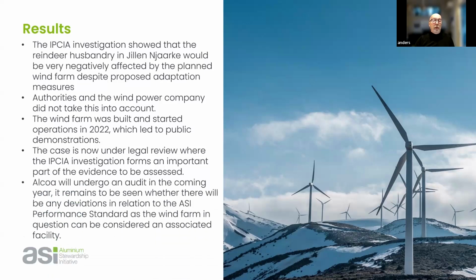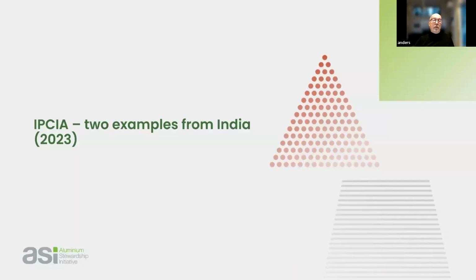Alcoa will undergo an audit in the coming year, and it remains to be seen whether there will be any deviations in relation to the ASI performance standard, as the wind farm in question can be considered an associated facility. So that was the first example. The next example is actually two examples, and they're coming from India.